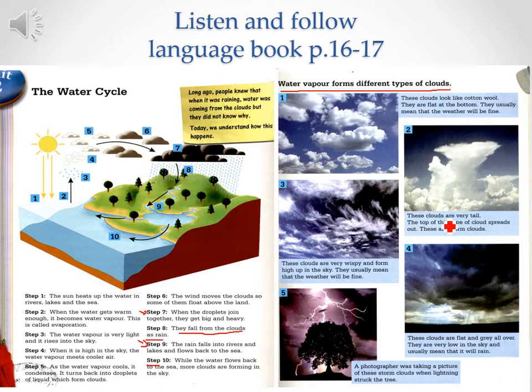These clouds are very tall. The top of this type of cloud spreads out. These are storm clouds. These clouds are very wispy and form high up in the sky. They usually mean that the weather will be fine. These clouds are flat and grey all over. They are very low in the sky and usually mean that it will rain. A photographer was taking a picture of these storm clouds when lightning struck the tree.